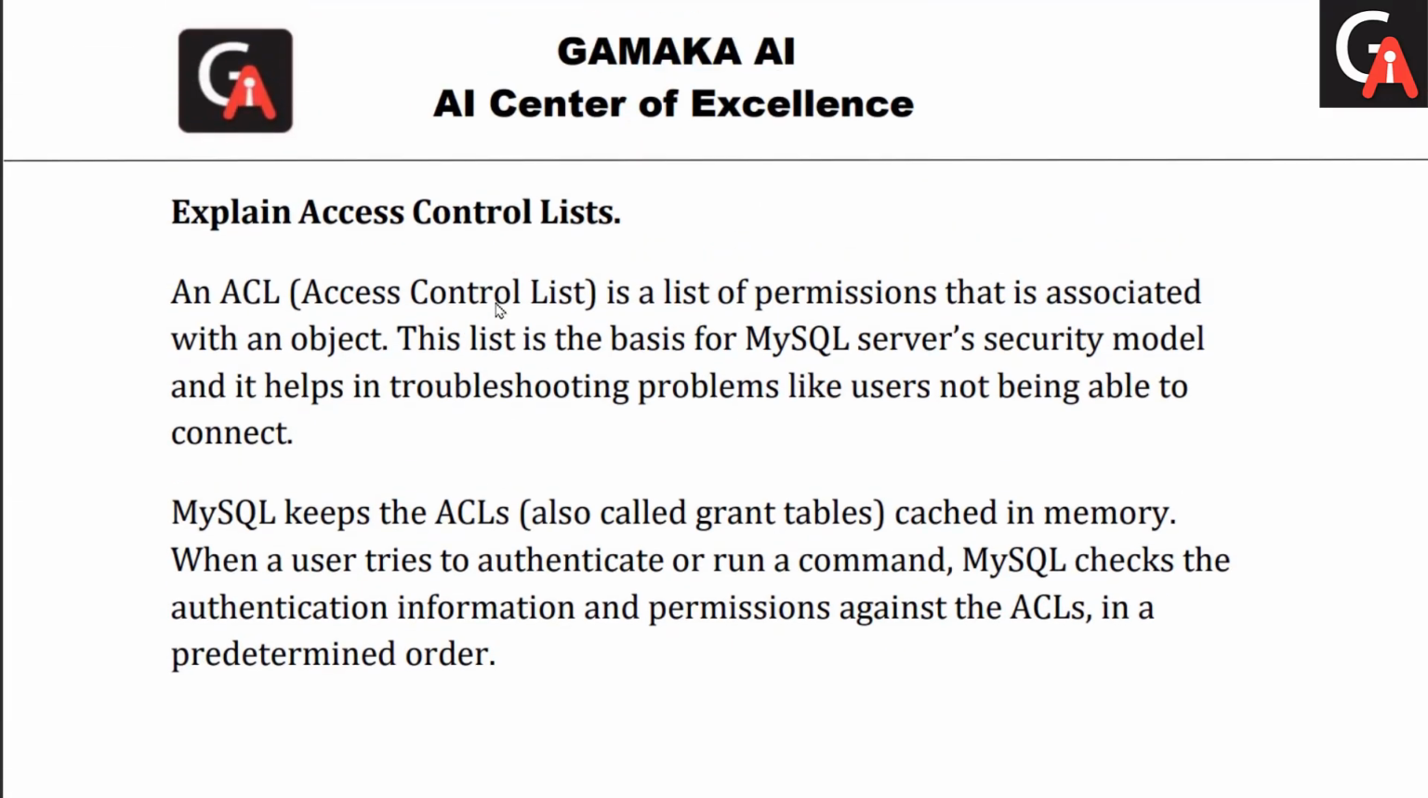Okay, we have a last question for this session. Explain the access control list. It's a higher concept, an administrative level concept. The access control list, or ACL, is a list of permissions that is associated with an object. Object means any table, database, something like that. This list is the basis for the MySQL server security model and helps in troubleshooting problems like a user not being able to connect.